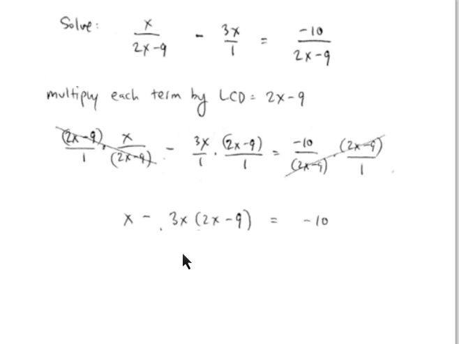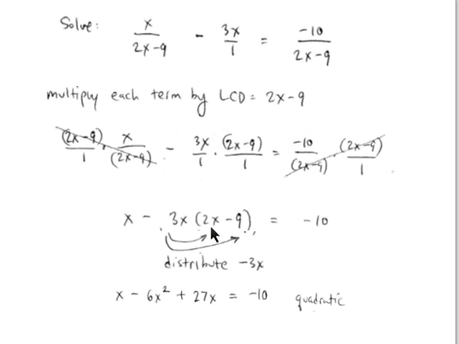Expanding this out by distributing this negative 3x to the 2x minus 9, we end up with x plus negative 6x squared, right, that's negative 3x times 2x, plus 27x, negative 3x times negative 9, is equal to negative 10. It's a quadratic equation, so we have to use methods to solve quadratic equations.